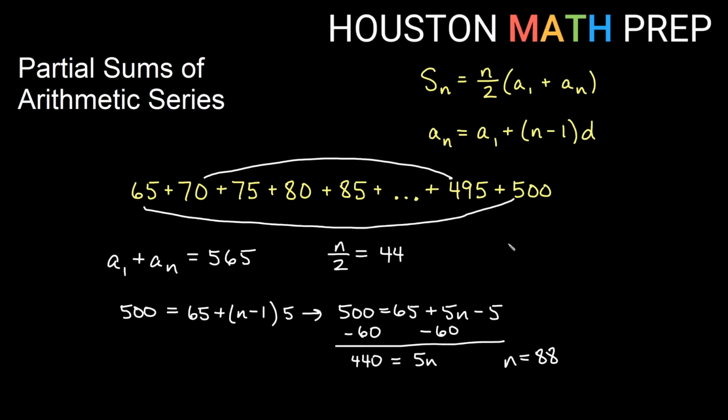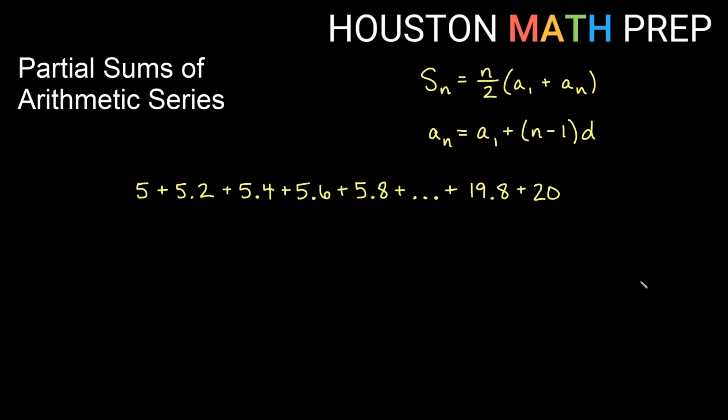Each pair is worth 565, so our sum is going to be 44 times 565. That will give us 24,860 for this one.